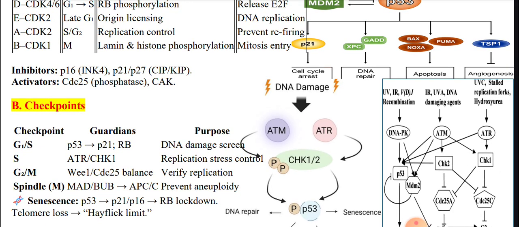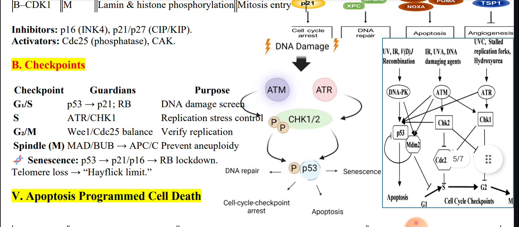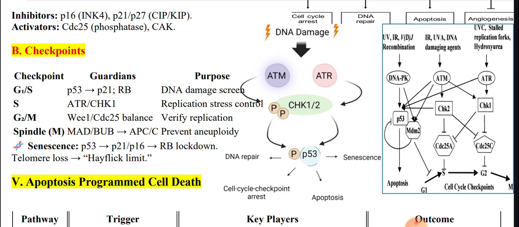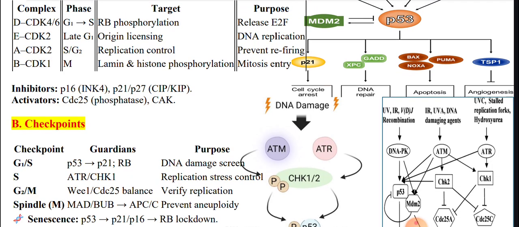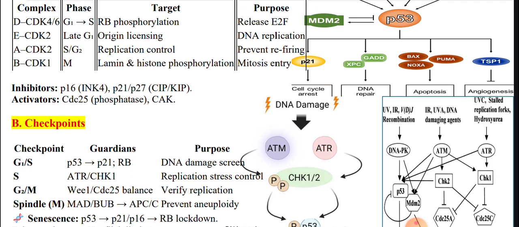The real safety net, though, comes from the checkpoints. These are like quality control stations, aren't they? Exactly. Checkpoints are surveillance mechanisms that monitor the integrity of key processes. If something is wrong, like DNA damage, incomplete replication, or misaligned chromosomes, the checkpoints will halt the cell cycle, preventing the cell from progressing with errors. What are the major checkpoints?